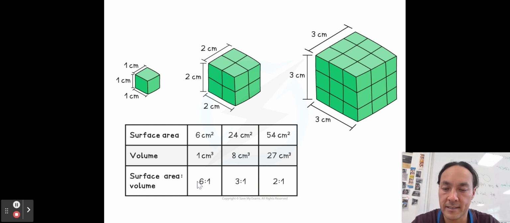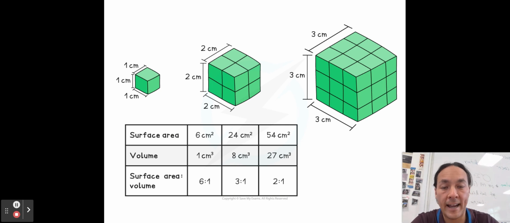This one is 6 to 1. That's a ratio, right? Or you could say 6 over 1. Either one's fine. This would be 24 over 8, so 3 to 1. We then did a rectangle cell, right? And it was kind of in between the two, but it wasn't as fast as a small cube.